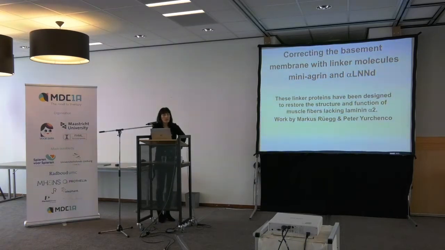Now Marcus Rigg and Peter Yushchenko have found another very clever and innovative way of correcting the basement membrane, and they use so-called linker molecules. These linker molecules are called mini-agrin and alpha-LN ND. They have been designed to restore the structure and function of muscle fibers lacking the laminin alpha-2 chain.